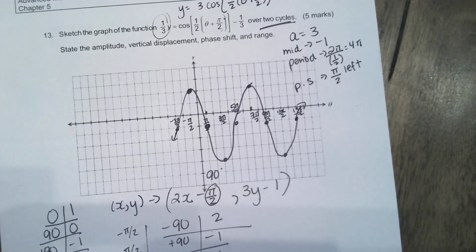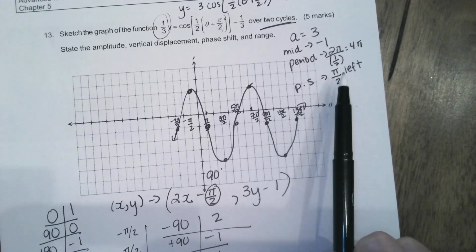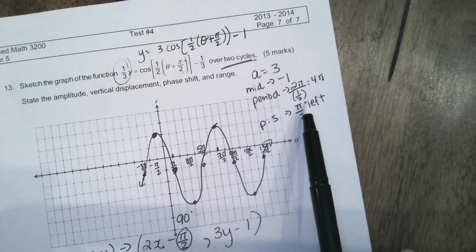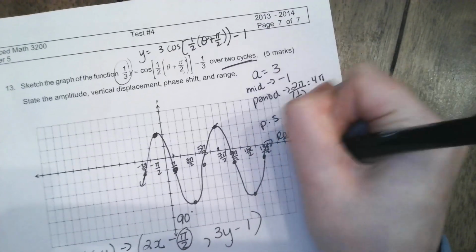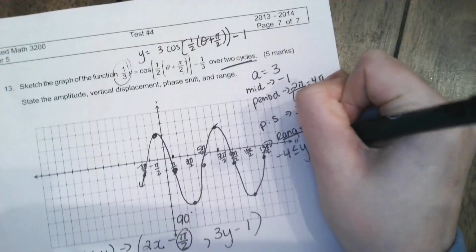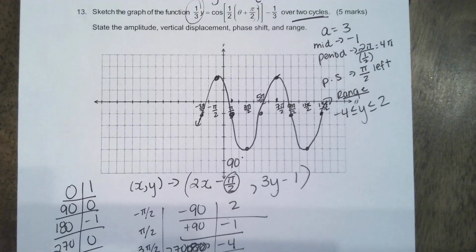Oh, it says state the amplitude, vertical displacement, phase shift, and range. I already did most of that over here. Yeah, I did all of that, I think. Only thing I didn't do was range, which would be your minimum, -4 is less than y is less than your maximum, which is 2. Okay? Gorgeous question. Really like it.